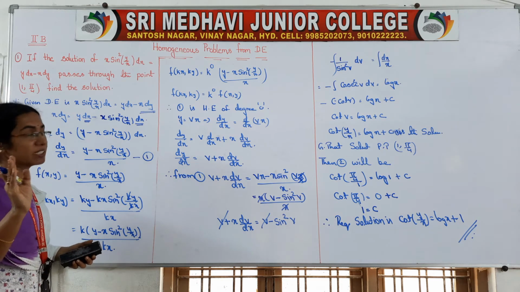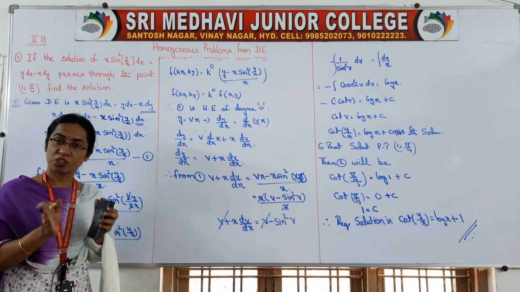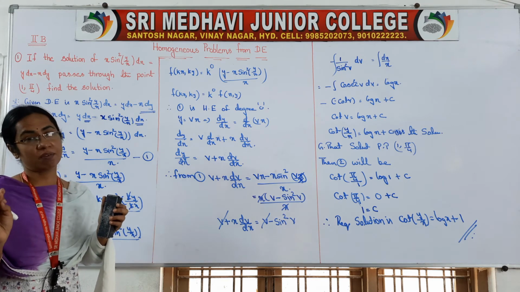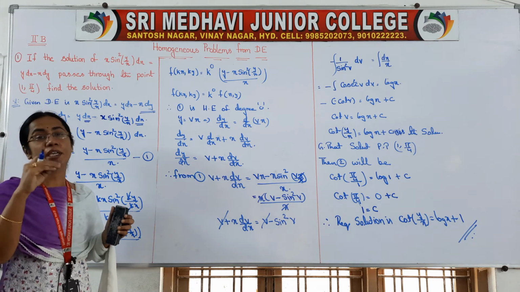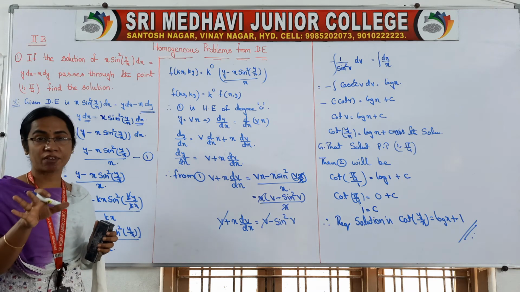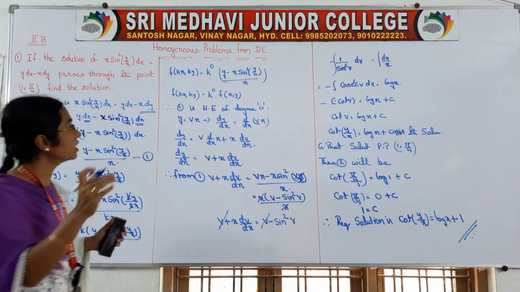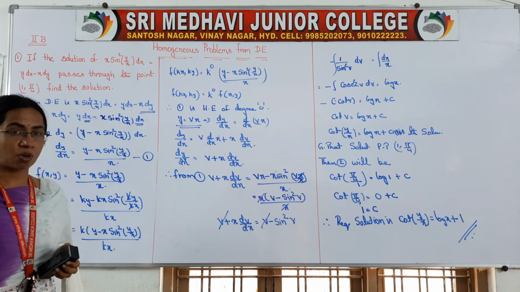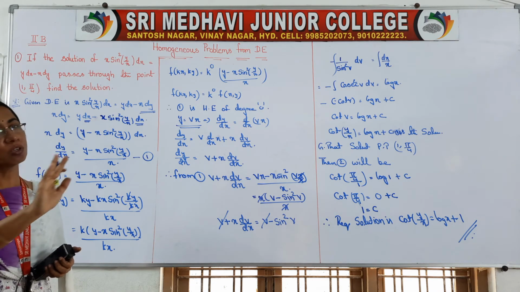Whenever it is a homogeneous equation, in all the problems, first we have to check whether it is homogeneous or not. For that we take f(kx, ky) and get the value equal to k to the power of some value into f(x, y), then we can say the given function is homogeneous. Once it is homogeneous, we have to take y = Vx.